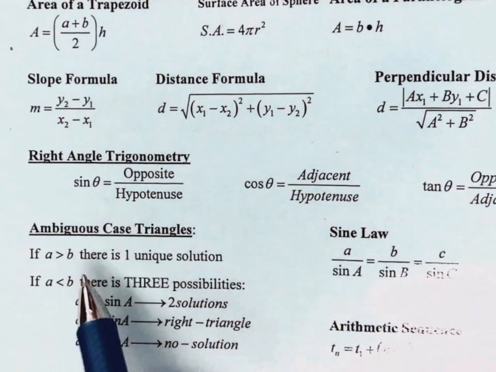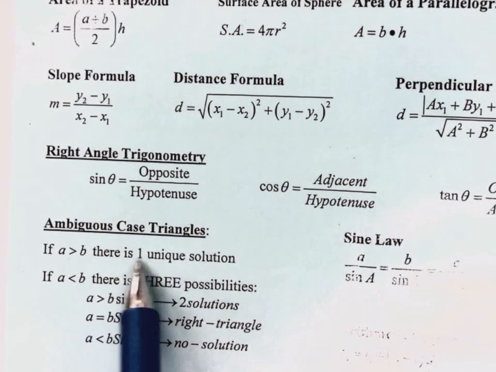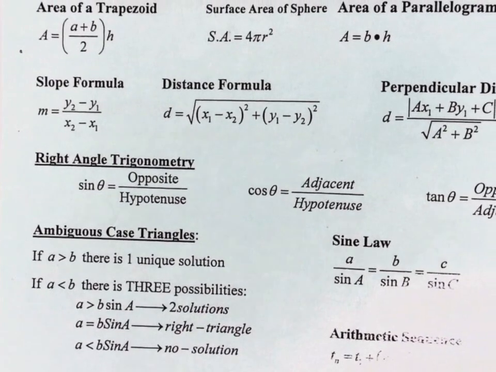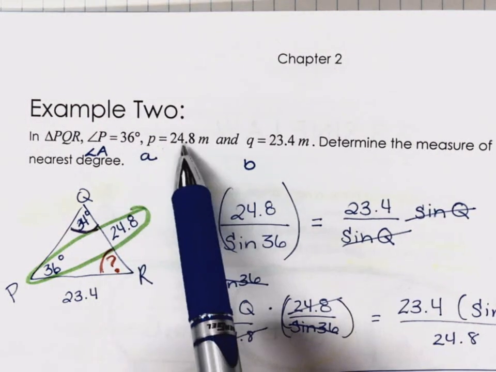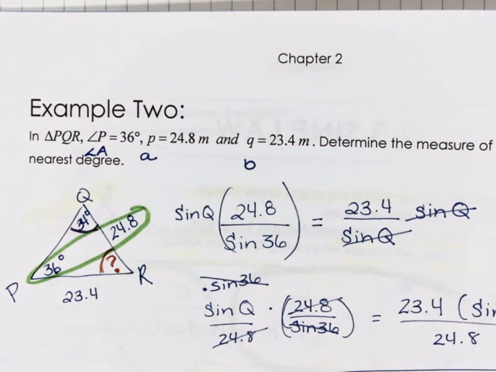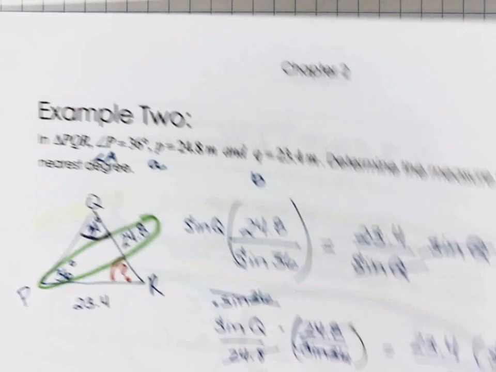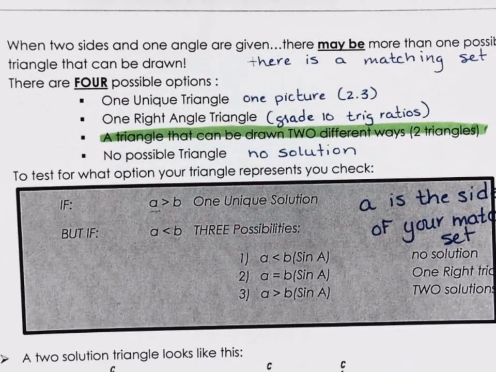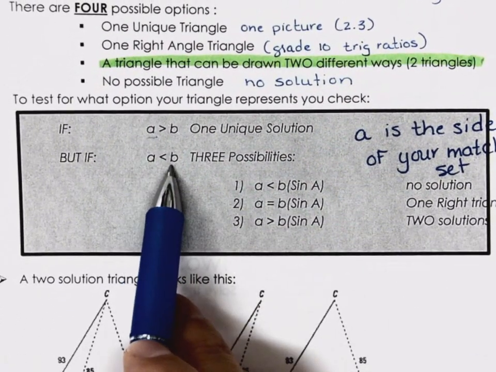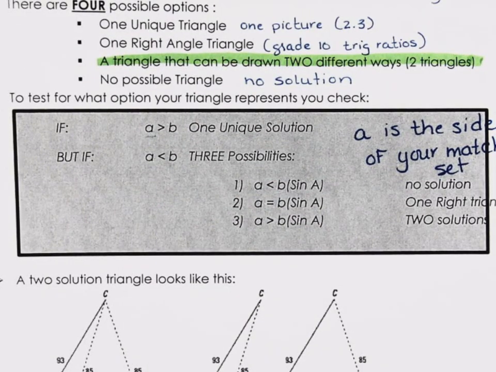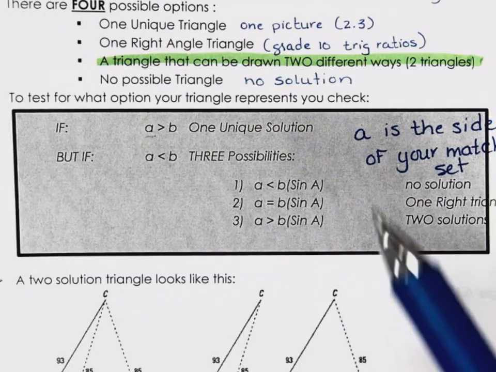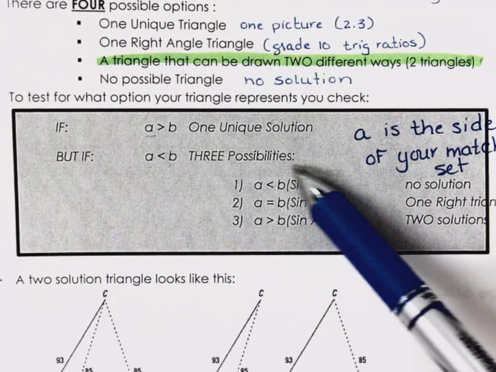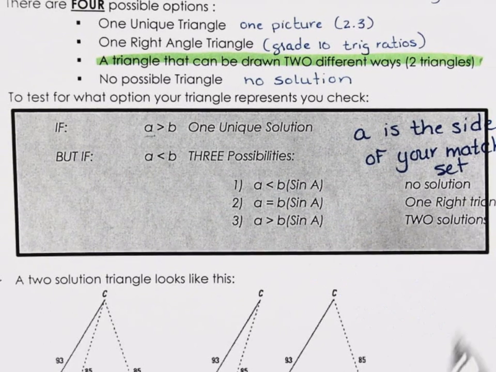So this says that if side A is greater than side B, there's one unique solution, one triangle, it's less than 2.3, easy peasy. So is side A greater than side B? Yes. So we have one triangle and we solved it correctly. Go us. That's awesome. But if side A is less than side B, then you have to do some math. And that math is going to tell us what we have: no solution, one solution, or two solutions. We're going to do the bottom here for a sec.